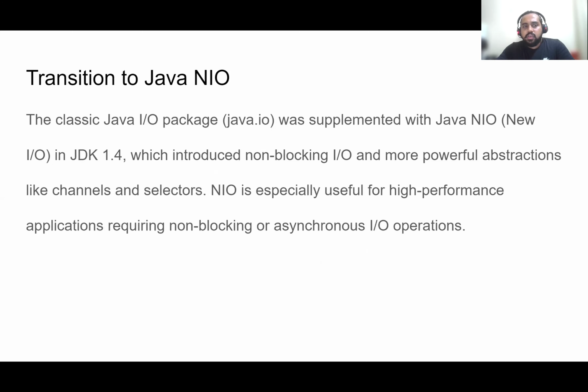And just one note on the transition to Java NIO: before Java 1.4 there was Java IO, but that was not fully matured and had some drawbacks. After 1.4, the Java team created a more stable and powerful IO that we call new IO, or Java NIO, which introduced non-blocking IO and powerful abstractions like channels and selectors. This new IO is especially useful for high-performance applications requiring non-blocking or asynchronous IO operations. Asynchronous IO operation means acting on multiple threads at a time.